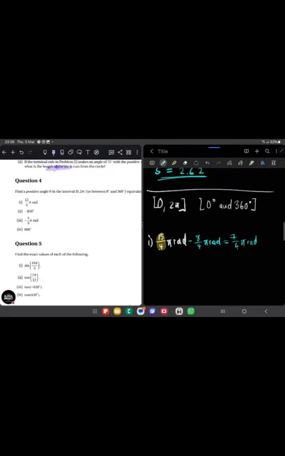Okay? 7 over 4. Is it bigger than 2 pi? No, it's not bigger than 2 pi because 2 pi is 8 over 4. So now you have a value which is between 0 and 2 pi. Are we understanding?